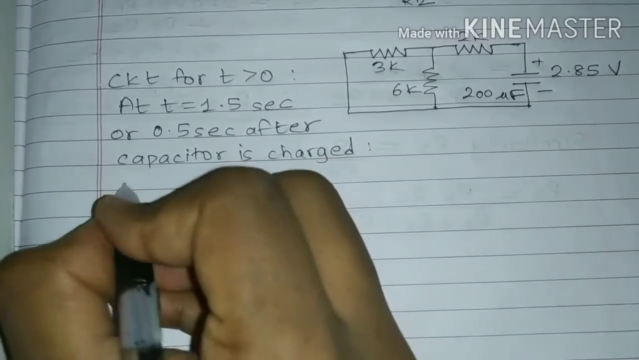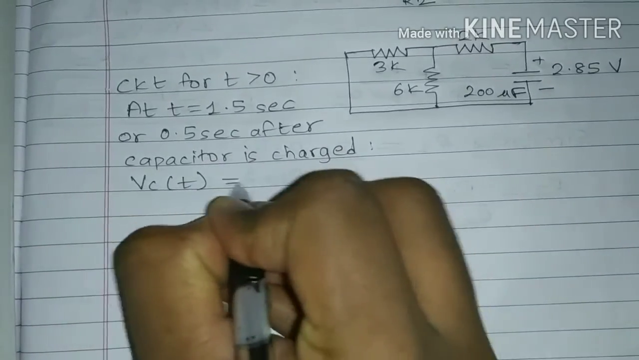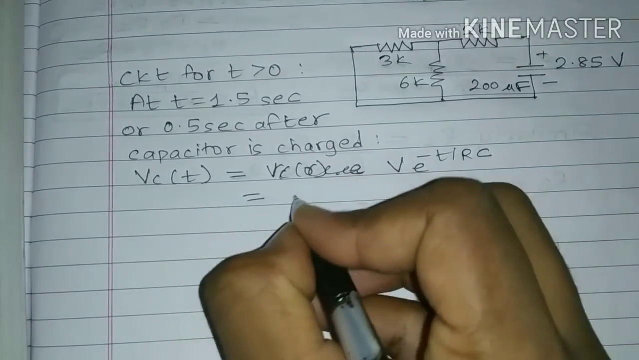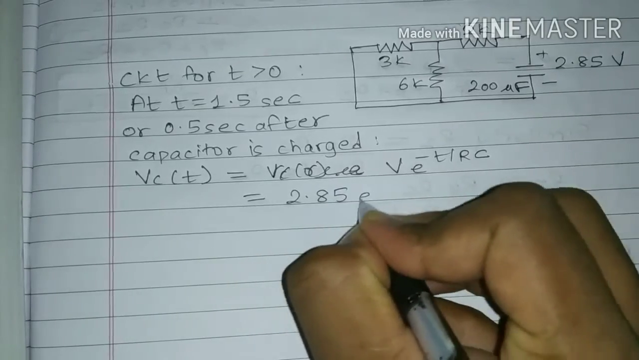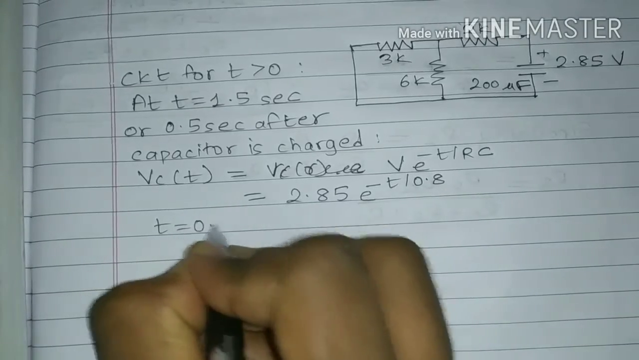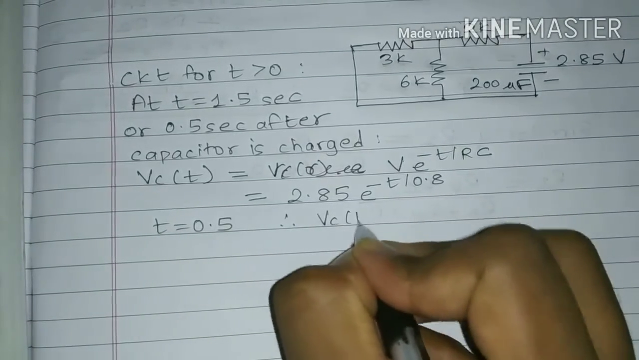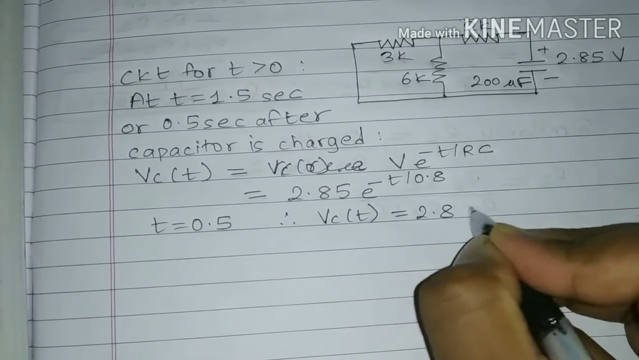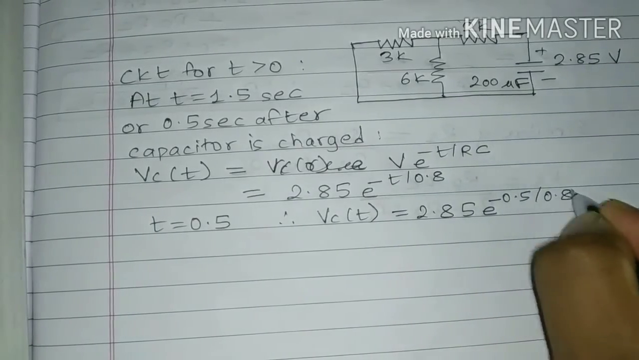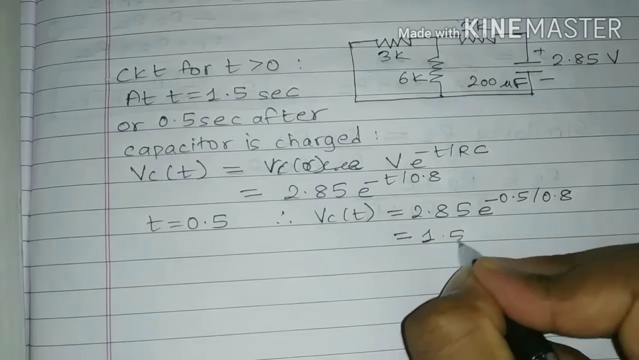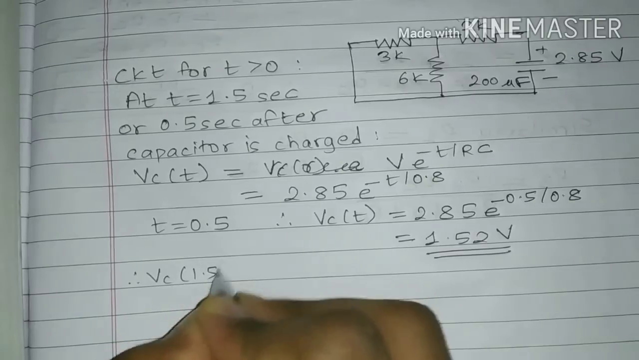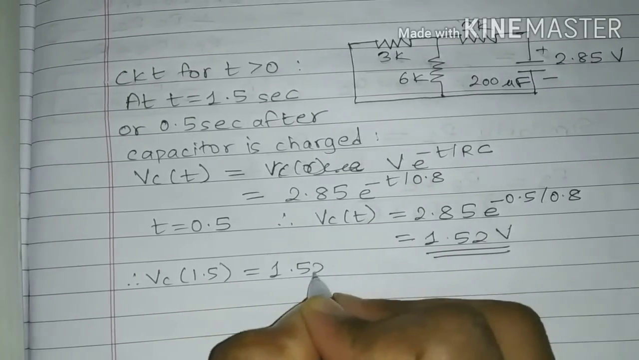So we know that the discharging equation of a capacitor is given by Vc of t is equal to V into e raised to minus t by RC, where RC is the time constant, and over here V is 2.85 volts into e raised to minus t upon 0.8, which is the time constant, at t is equal to 0.5 seconds. Therefore Vc of t will be equal to 2.85 into e raised to minus 0.5 divided by 0.8, which turns out to be 1.52 volts. So hence we can say that Vc of 1.5 seconds is equal to 1.52 volts.